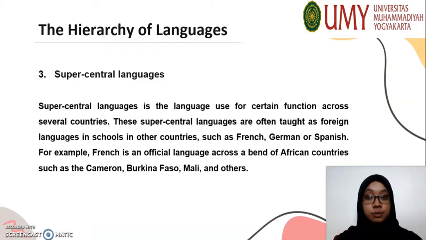Third is supercentral language. A supercentral language is a language used for certain functions across several countries. Supercentral languages are often taught as a foreign language in schools in other countries, such as French, German, or Spanish. For example, French is an official language across a band of African countries, such as Cameroon, Burkina Faso, Mali, and others.